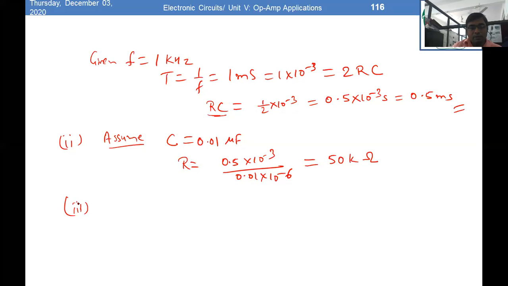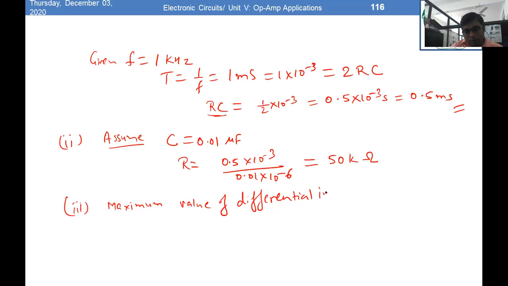The third question is here, the maximum value of the differential input voltage. So what is the range of the input voltage here? That is plus beta Vsat to minus beta Vsat, means it is twice of beta Vsat. So you can write the maximum value of differential input is twice of beta. Beta means what?